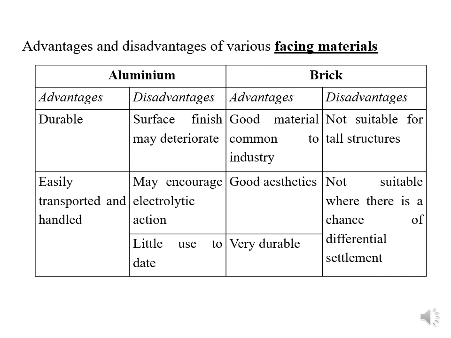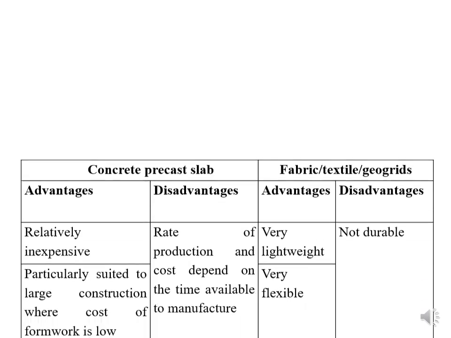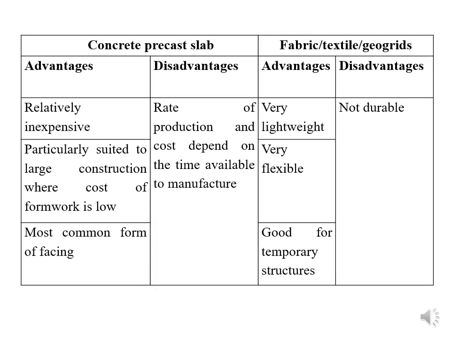Similarly, for bricks, advantages and disadvantages. Good material common to industries, good aesthetics, very durable. What is the disadvantage? Not suitable for tall structures. Not suitable where there is a chance of differential settlement. Similarly, other materials, you can see concrete precast slabs, that is also used as a facing unit. Fabric, textile, geogrids, we can also use as a facing unit.